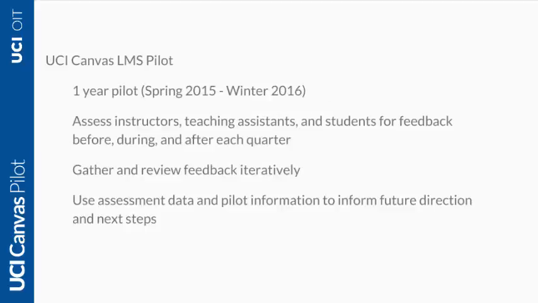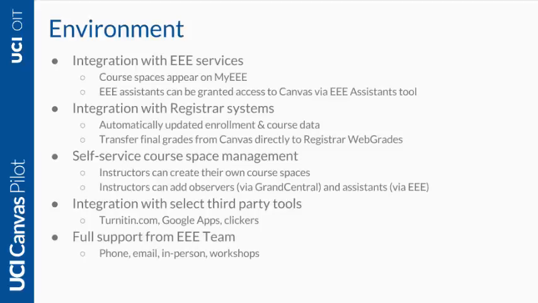management system. The Canvas pilot gave us 1 year to test Canvas out on our campus with real courses and collect detailed data to formally assess the value and usability of Canvas for UCI. We built new services to tie Canvas and EEE, to integrate with registrar enrollment data and final grade submission, to allow instructors to build Canvas course spaces, and to provide limited integrations with select third-party tools. The EEE team continued to be the main point of contact for all training and support, whether for EEE or for Canvas.